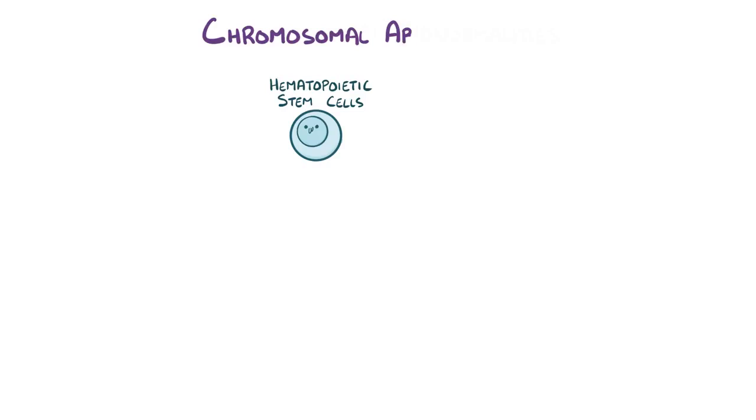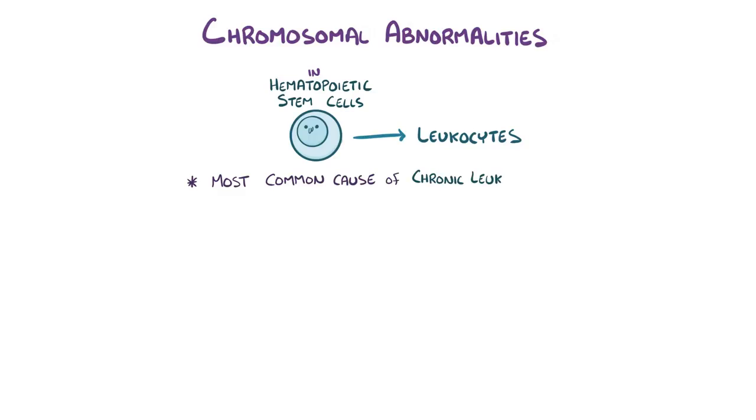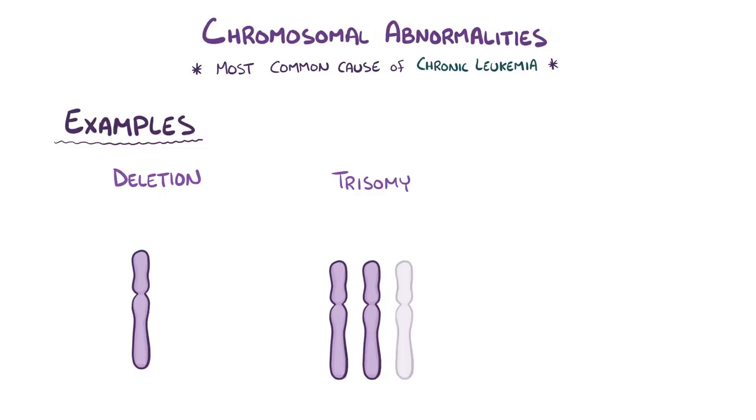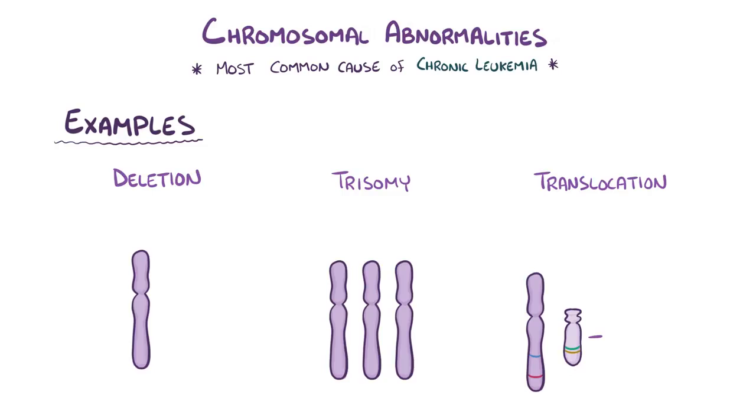A chromosomal abnormality in hematopoietic stem cells that are destined to become leukocytes is the most common cause of chronic leukemia. Some examples of abnormalities include a chromosomal deletion, where a part of a chromosome is missing, a trisomy, where there's one extra chromosome, and a translocation, where two chromosomes break and swap parts with each other.